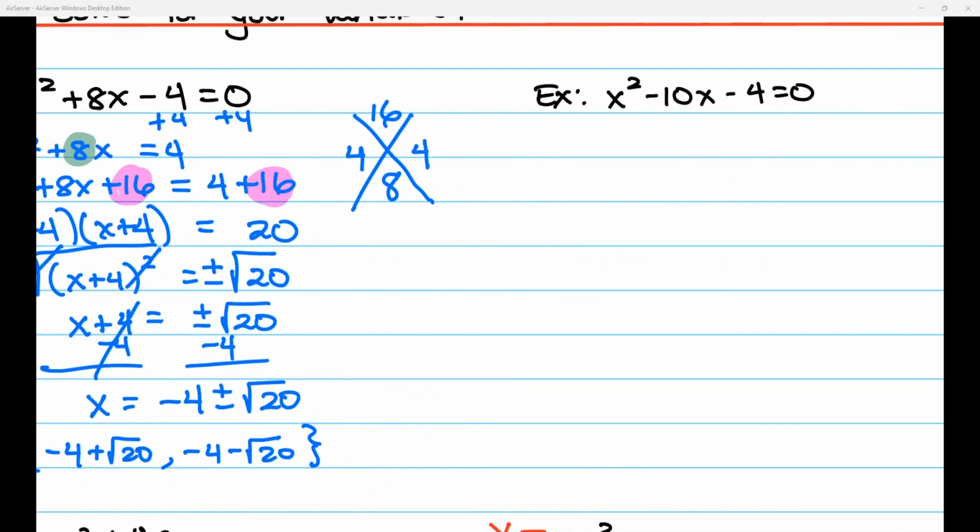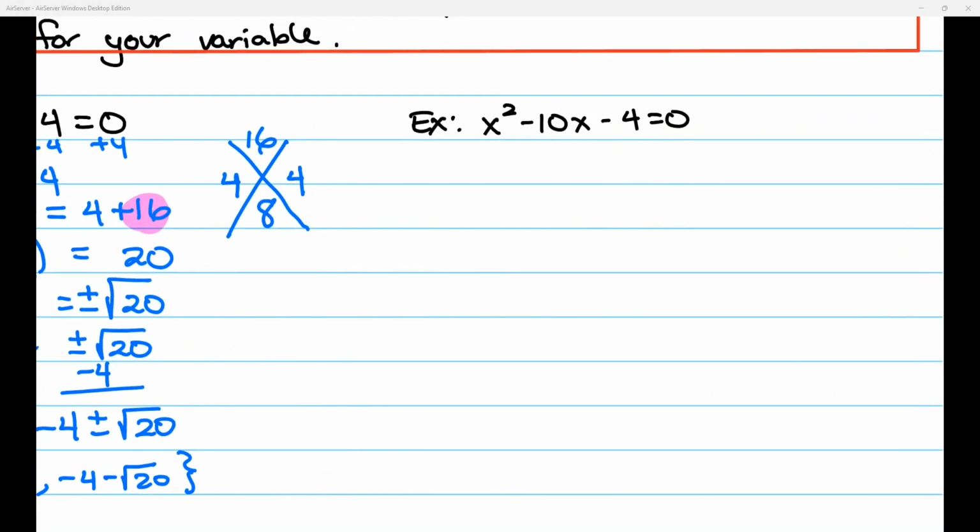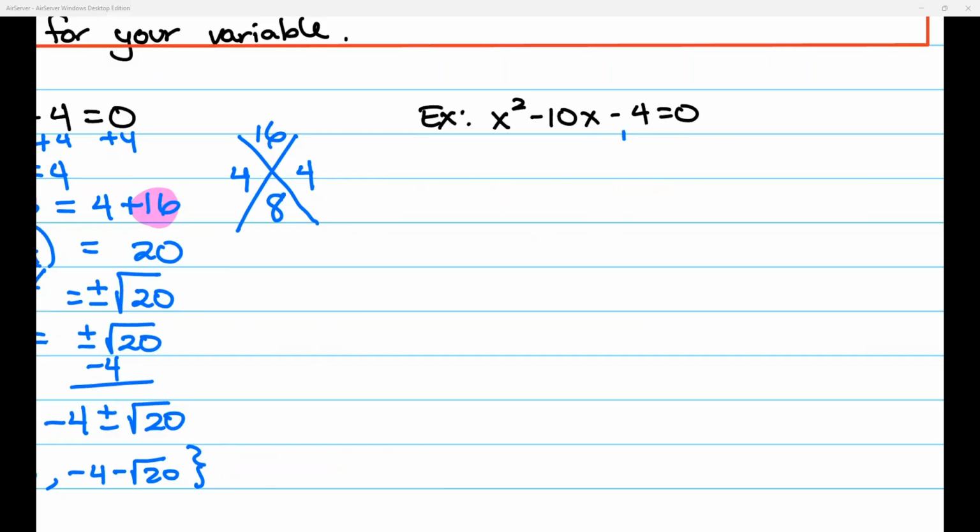I got x squared minus 10x minus 4. We're going to do the same thing. The first step is to move your variables to one side and your numbers to the other. So I'm going to get rid of that plus 4, and I get x squared minus 10x is equal to a positive 4.